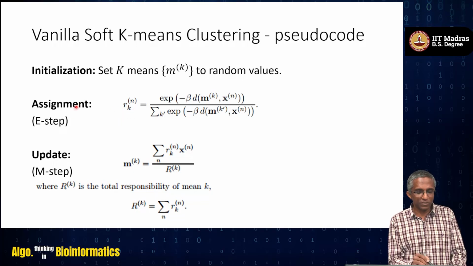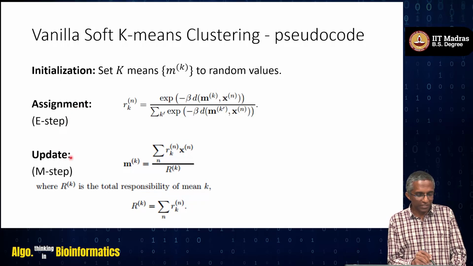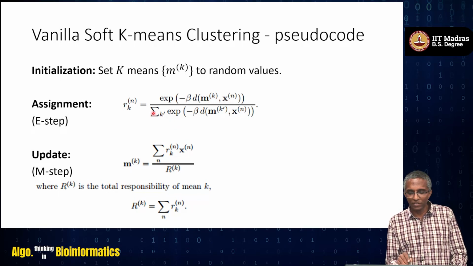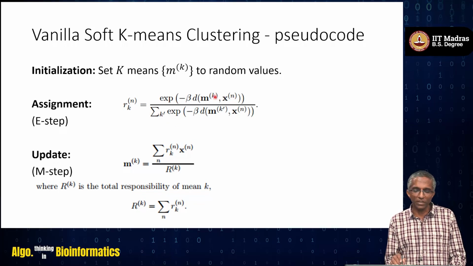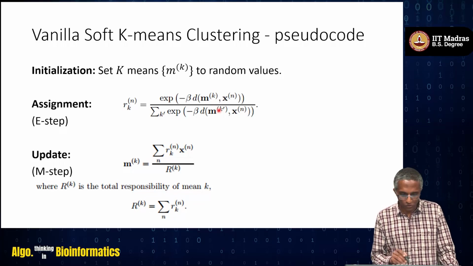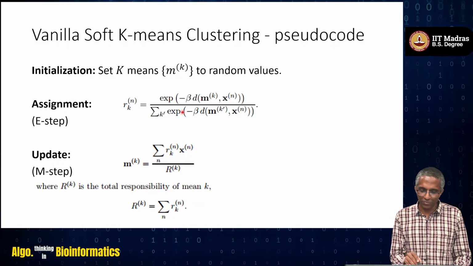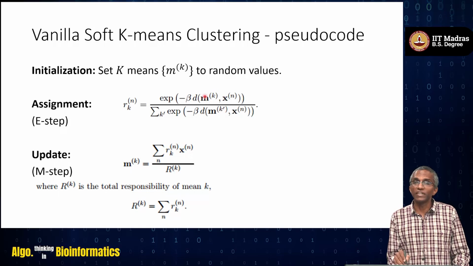An assignment step is also sometimes called the E step, and an update step is also sometimes called the M step. So we set the k-means m of k to random values, and then you compute this soft version of your responsibility vector: e to the minus beta times the distance between the kth mean and the nth data point, and the denominator is the sum over k prime of the numerator, replacing k with k prime. So this is a normalized version.